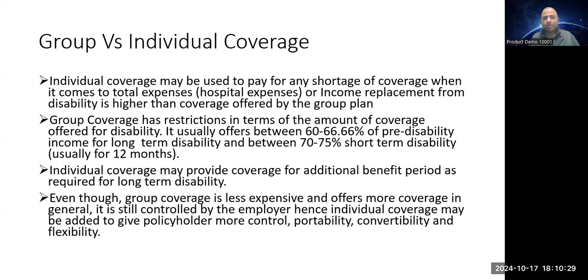Your group coverage has restrictions when it comes to the amount of coverage offered for disability. This is usually between 60 to 66.66%, or 67%, of pre-disability income for long-term disability (LTD), and 70 to 75% for STD. So between 70 to 75% for short-term disability.